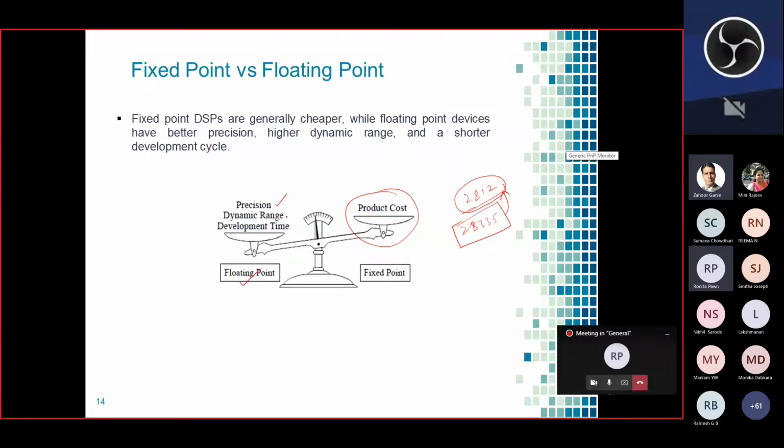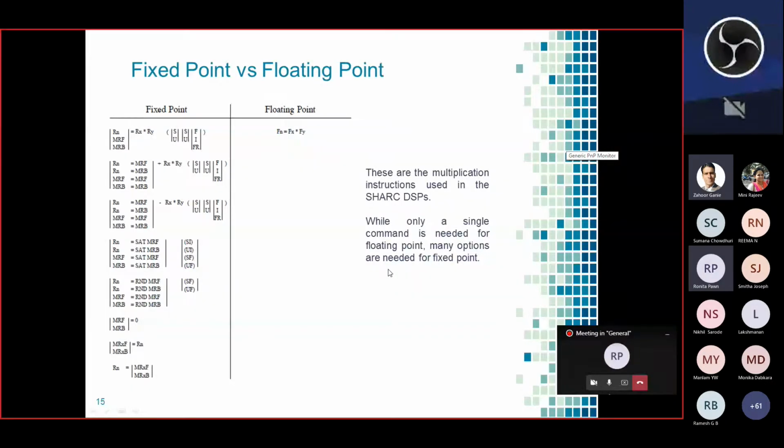Here precision and range are better, and development time will be very less. The frequency is the same for both, 150 megahertz, but still people prefer 28335 since it has floating point operation. Also you have 9 EPWM channels, but still only 6 are useful when you compare with 2812. Right. Now when you move ahead, this is just a representation in multiplication. Fine.